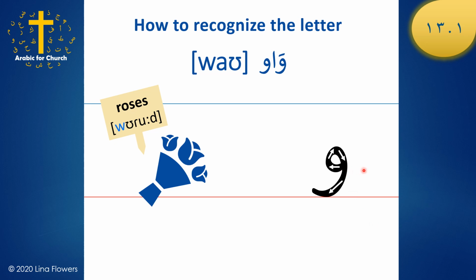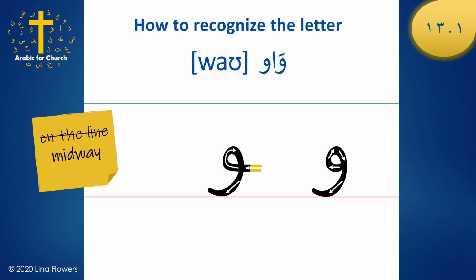So to write Waw, we start from the middle of the vertical space, and we start left, we go up, down, and then left again, and we take a little tail over here and we stop. The letter Waw is the first letter in the word wurud, which means roses. When Waw connects, the connection starts midway in the vertical space. So you're writing from right to left, and then you go down.